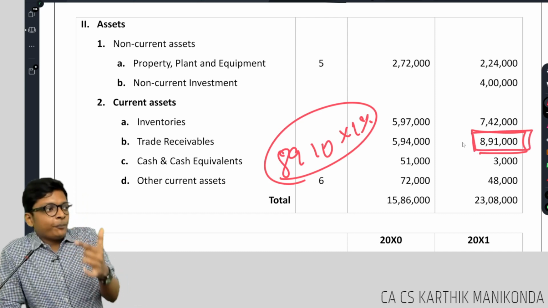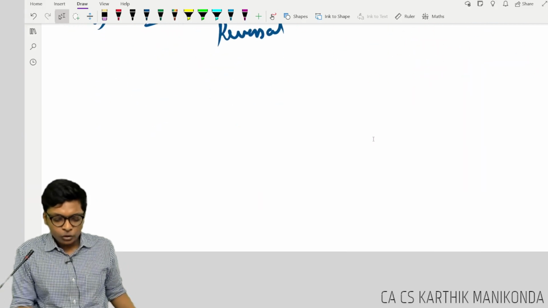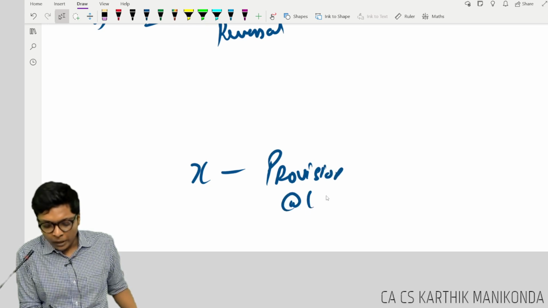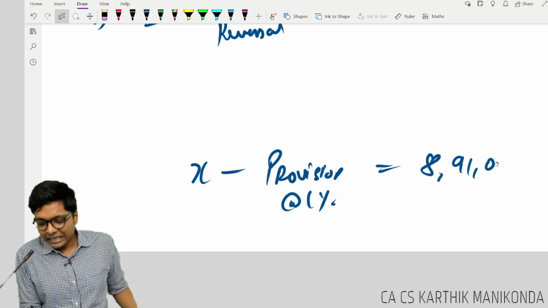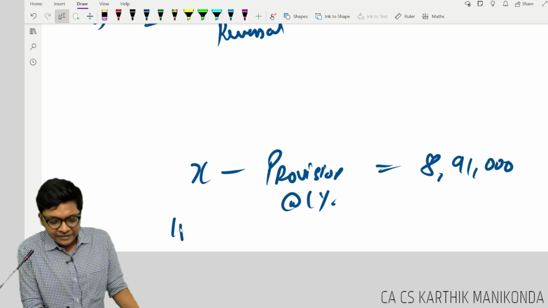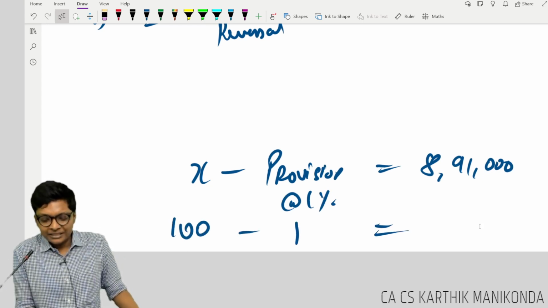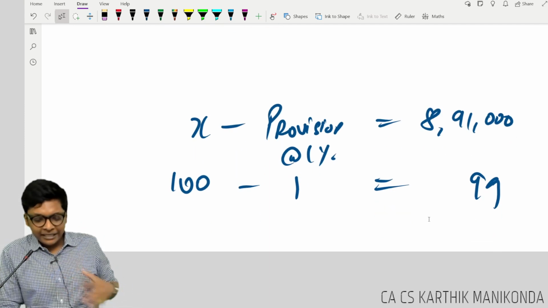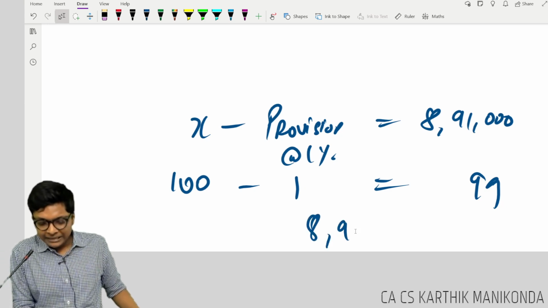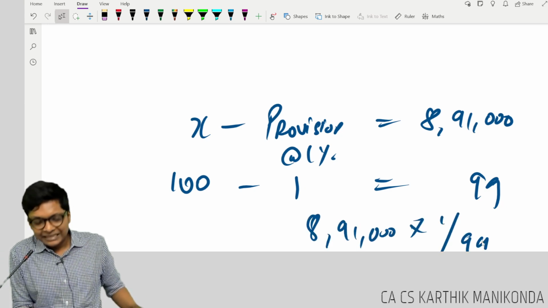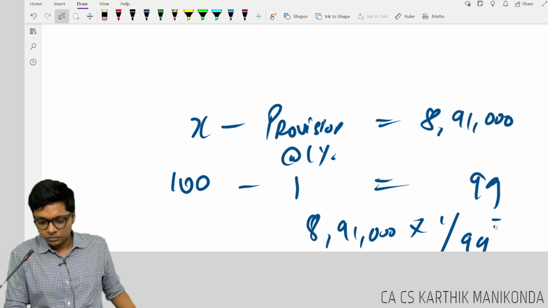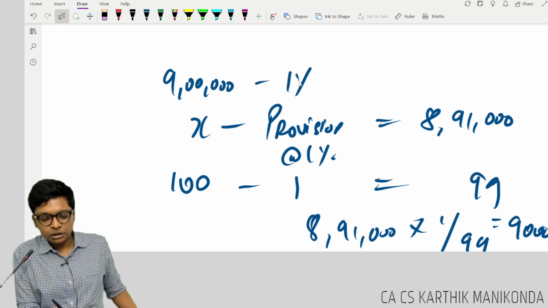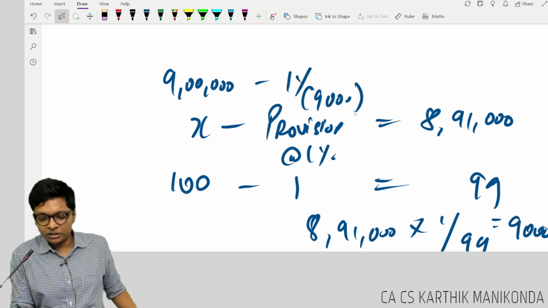8,91,000 is after provision. That means if I write X minus provision at 1% is equal to 8,91,000. So if this is 100 minus 1, this is 99. You have to do reverse working. You can't do it directly. Are you following, guys? So how to find the provision now? 8,91,000 into 1 by 99. How much will you get? 9,000. In other words, this is 9 lakhs minus 1%, which is 9,000. If I reduce, I will get 8 lakh 91.